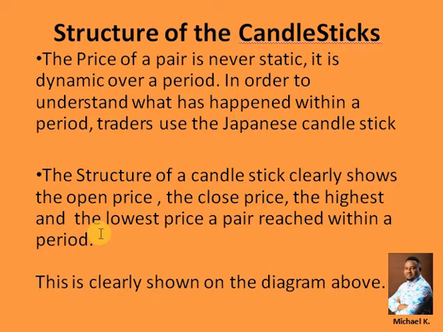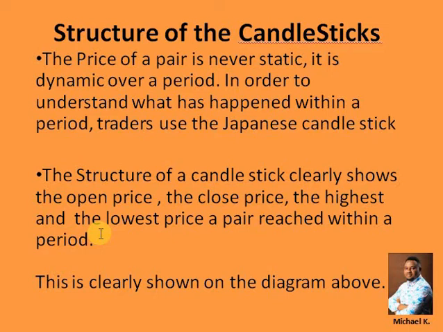Structure of the candlesticks. The price of a pair is never static. It is dynamic over a period. In order to understand what has happened within a period, traders use the Japanese candlestick. Like I mentioned before, the price of any trading pair, and when I say a pair, I mean any trading instrument, including metals like gold, commodities, indices, FX, any tradable instrument. The price is never static, it's always dynamic.